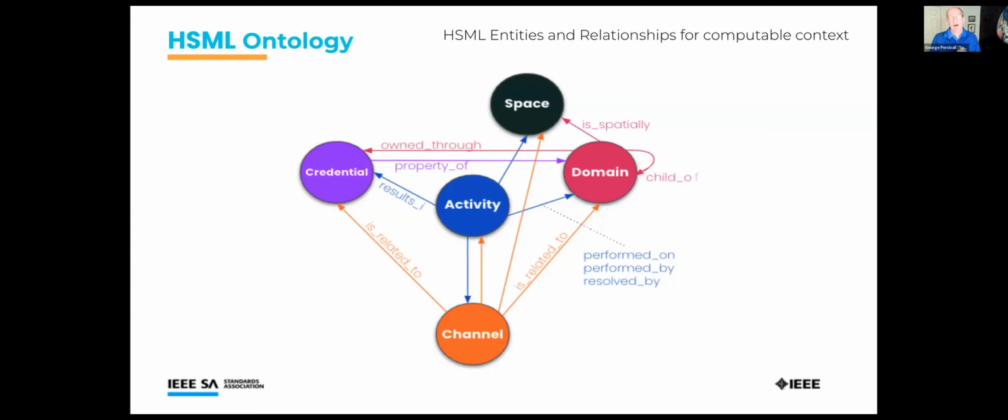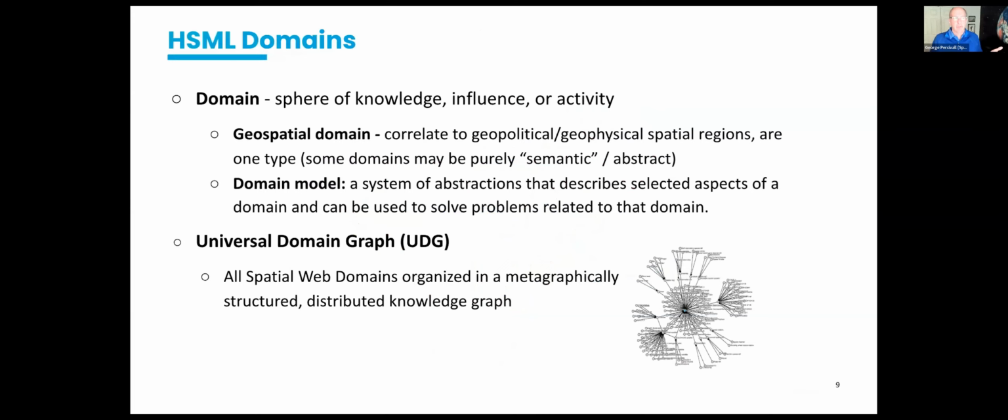But let's describe perhaps what's a little closer to digital twins, and that's domain and space. So HSML domains, a top level entity in the HSML ontology. A domain is any sphere of knowledge, influence, or activity. So it's a very abstract concept. It certainly immediately makes you think of geospatial domains, which correlate, of course, to geopolitical, geophysical spatial regions. But the domains can go beyond that, and in particular, knowledge, influence, and activity.